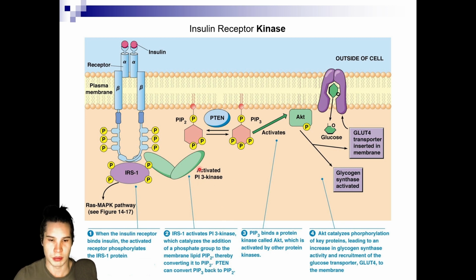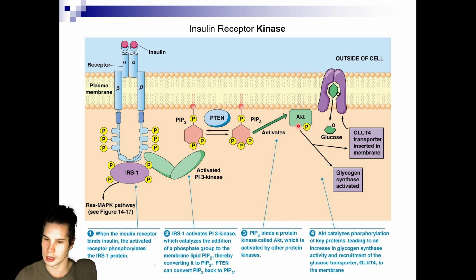So your activated PI3 kinase, remember this was activated by IRS1, kinase is going to add phosphates to things. It adds a phosphate to PIP2, making it PIP3. Then PIP3 can bind to another protein kinase, something that's going to phosphorylate things. You're kind of like passing a phosphate from one group to another group to another group. And so this PIP3 is going to bind to a protein kinase called AKT, which is activated by other protein kinases.